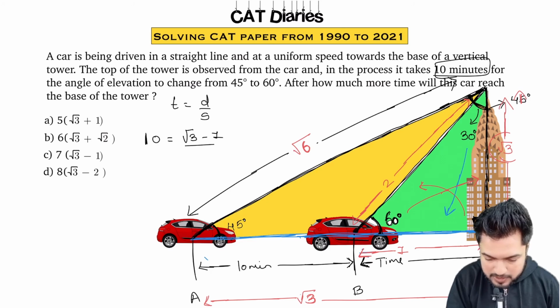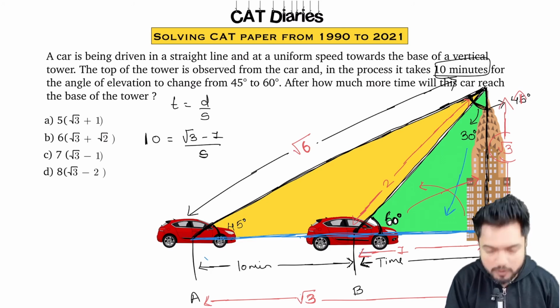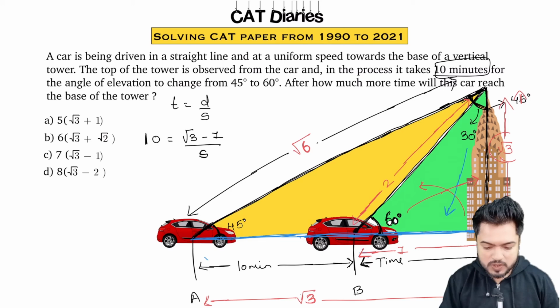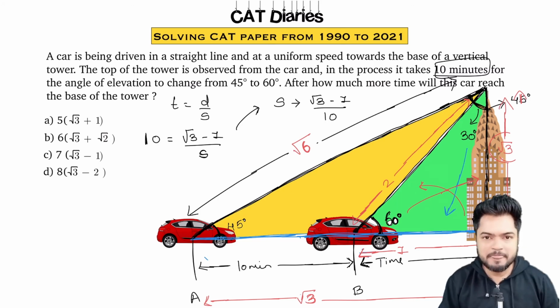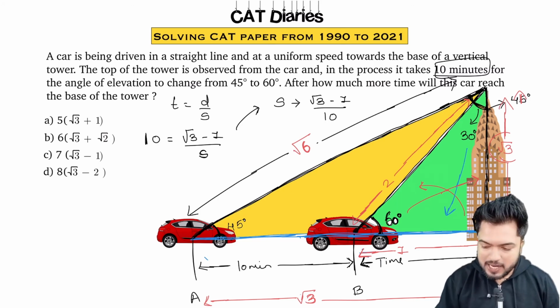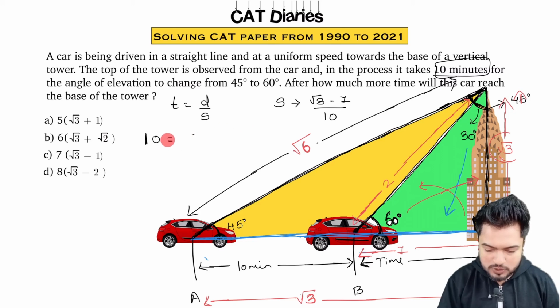What is the speed? Something that I don't know. But it's a uniform speed. From that, I'll get the value of speed. Speed is equal to root 3 minus 1 divided by 10. And that's it. Once I get the speed, I'll get the next part as well. So once you know the speed, the problem is almost solved.